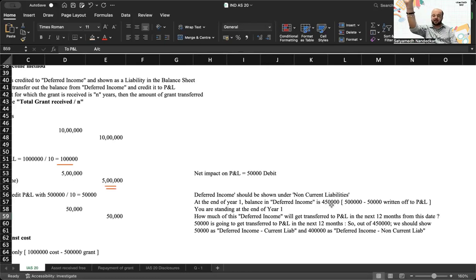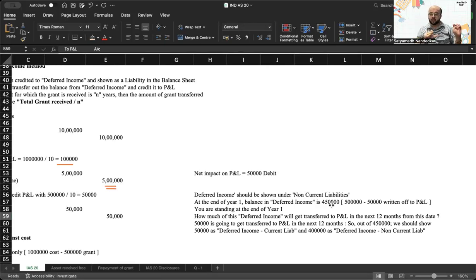4,50,000 is the balance in the deferred income account. 50,000 is going to get credited to P&L in the next 12 months. So 50,000 of the deferred income should be shown as a current liability. The remaining amount should be shown as a non-current liability. That is the presentation aspect.